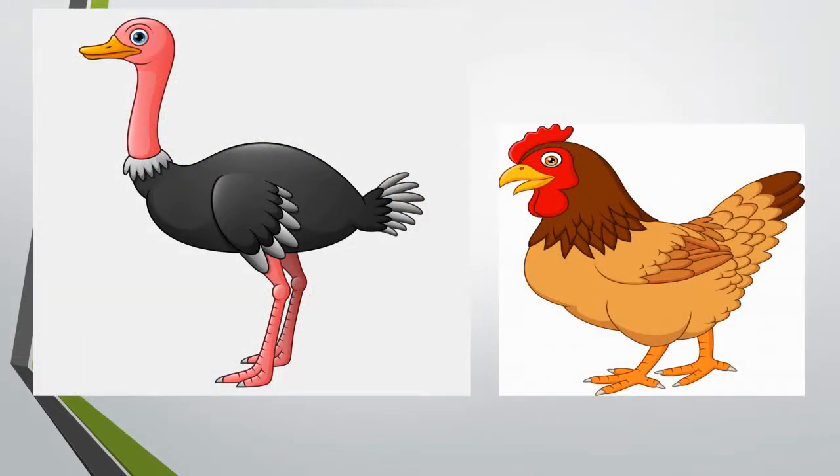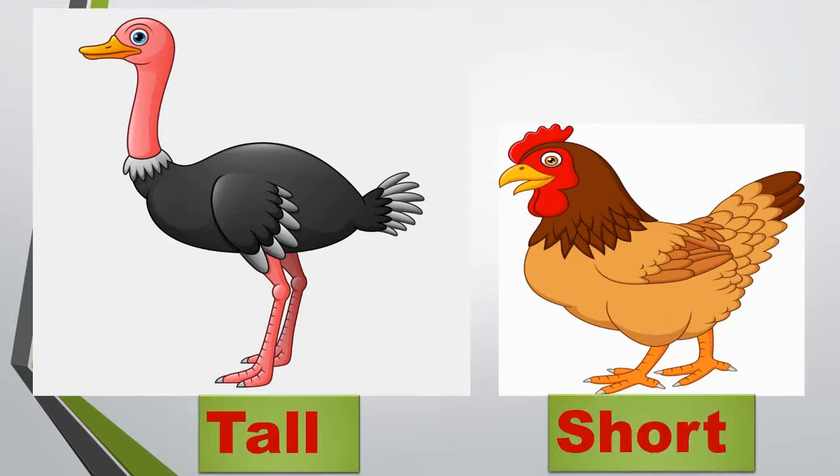Now student, in this example we have an ostrich and a hen. So now let's compare their height. Now you tell me which will be tall and short? Yes, ostrich will be tall and hen will be short.